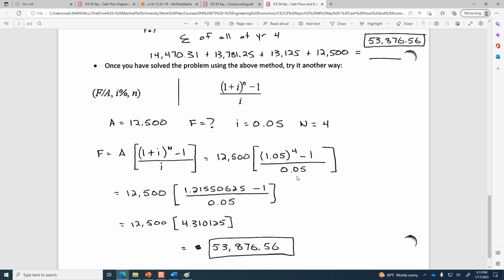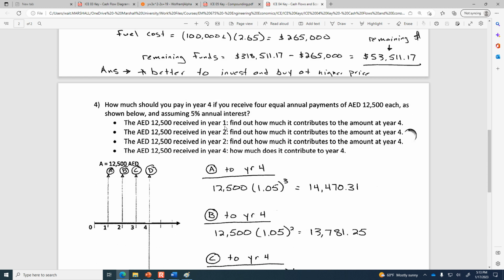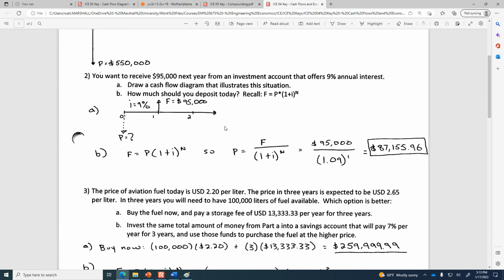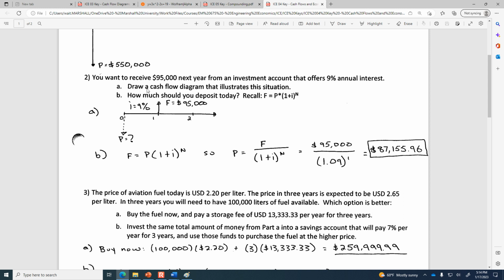53,876 and 56 cents. All right, and then there was one more problem as well, number 6. We didn't look at the solution to that one yet. What'd you get for number 6? If you want to receive $95,000 next year at 9% interest, how much should you deposit today? $87,155 and 96 cents. Did anybody else get that as well? Yeah. All right. Well, good.